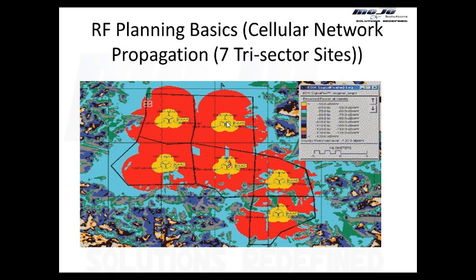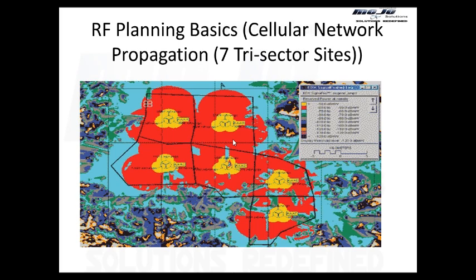There are 7 sites. Each site has 3 sectors, and each site has been planned to radiate a signal with certain power settings. How this has been set up, we will study. But that's how the propagation looks like. It gives us the range of the signal power, the signal strength received at the receiver.